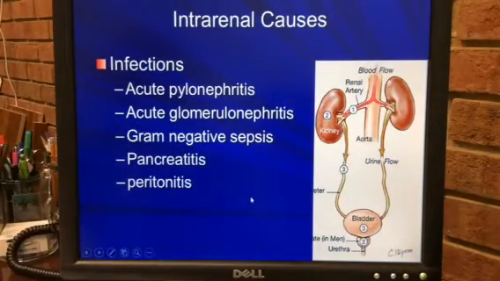Infections like pyelonephritis, acute glomerulonephritis, sepsis, pancreatitis, and peritonitis can also end up damaging the kidneys, either the infective agent itself or toxic substances from, for example, sepsis or the pancreatitis can get into the bloodstream and damage the kidneys. In something like sepsis, you may have a double situation where you have toxic stuff get into the kidney, but you also have vasodilation going on that reduces renal blood flow.